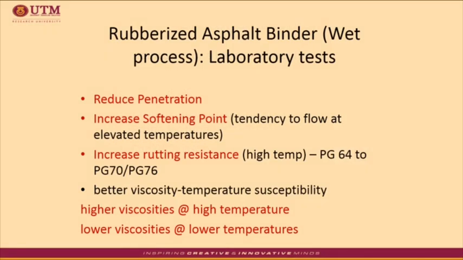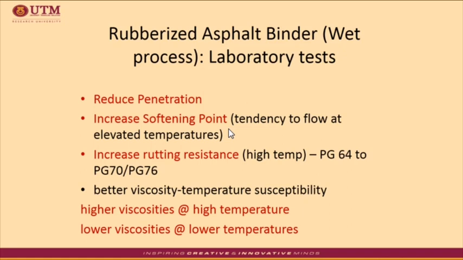From the laboratory tests of previous studies, it was found that the addition of rubber in the asphalt binder will first reduce the penetration value, meaning that the mix becomes harder than the conventional asphalt binder. Then, the addition of the rubber increases the softening point of the conventional asphalt binder, which gives the binder less tendency to flow at high temperatures.